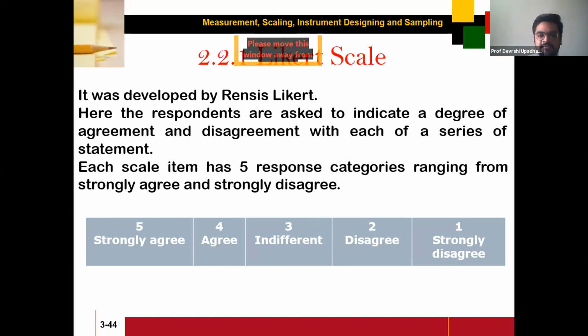Take the example of purchasing an electronic component from a departmental store. The question is whether you agree that the service of this particular departmental store is very good. There are five options from five to one, where five is strongly agree and one is strongly disagree. Respondents are tested on whether they agree or, in brackets, disagree.